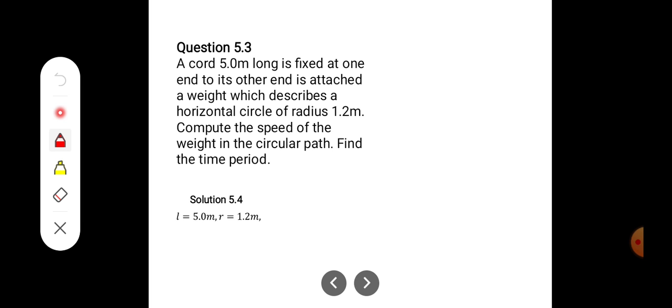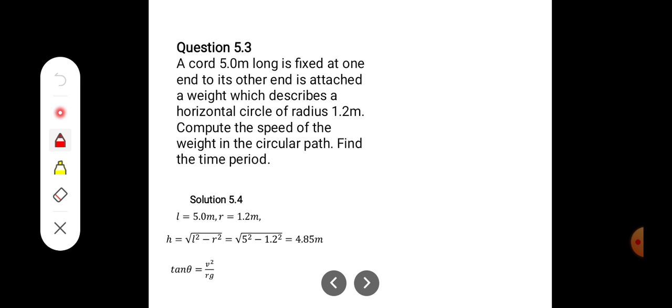So solution, let's see. We have L to be equal to 5.0. That's the length of the wire from the question. R is 1.2 meters. So with that, we can find h. By the Pythagoras theorem, making h the subject of formula, h will be the square root of L squared minus r squared. That's what we have there, and we got 4.85 meters. Now remember, we said that tan theta is v squared over rg. Don't forget that.